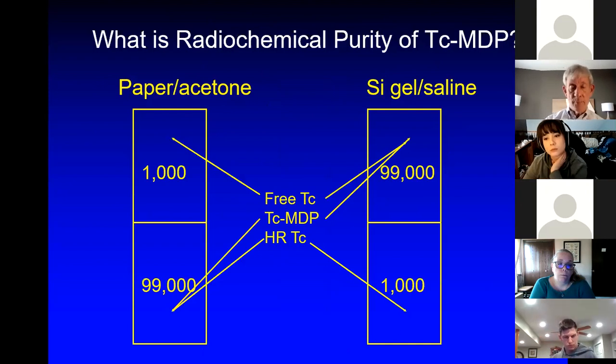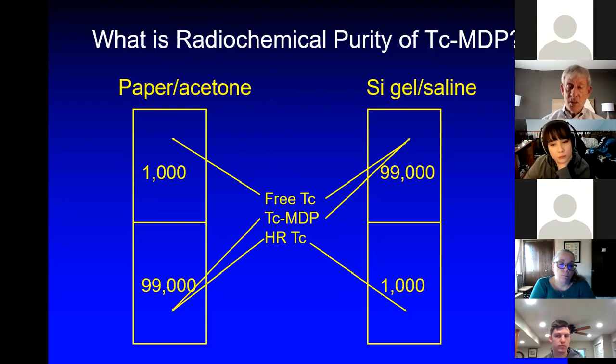So let me show you a little calculation. Let's say that you have MDP, and it's contaminated with a small amount of hydrolyzed reduced and a small amount of free tech. You can see that the hydrolyzed reduced, the 2 arrows are going toward the bottom. It doesn't migrate in any system. Free tech happens to migrate in both of those to the top.